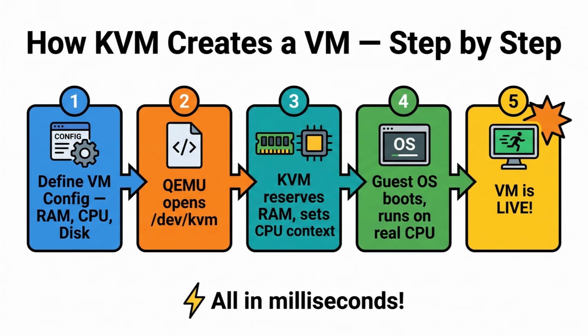Let's trace what happens when you create a VM with KVM. Step 1. You use QEMU or virt-manager to define a VM configuration. How much RAM, how many CPUs, what disk image. Step 2. QEMU opens /dev/kvm to request kernel assistance. Step 3. KVM reserves memory, sets up CPU contexts. Step 4. The guest OS boots and runs its instructions directly on the hardware CPU. Step 5. You have a fully running virtual machine. All of this happens in milliseconds.